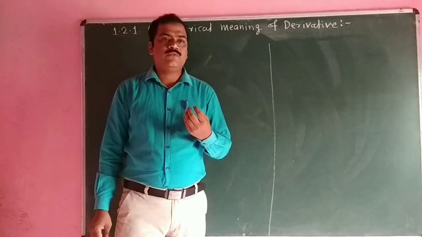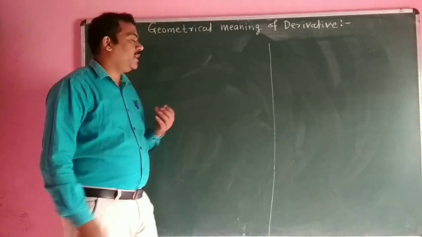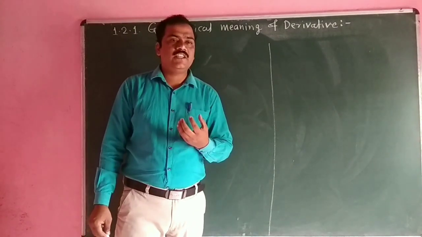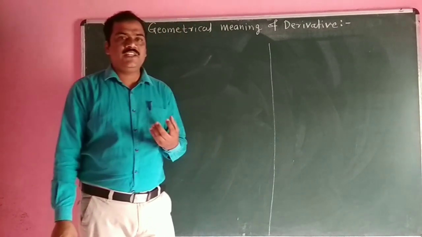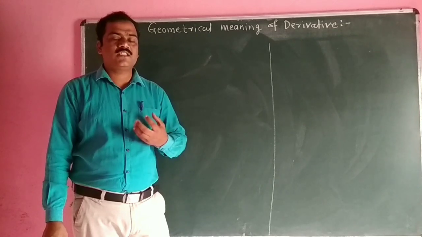We have to consider the function y is equal to f of x, and suppose that this function is continuous. If the function is continuous, it means that we can draw its graph.